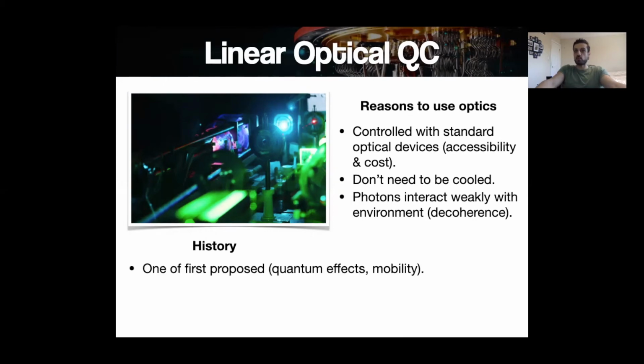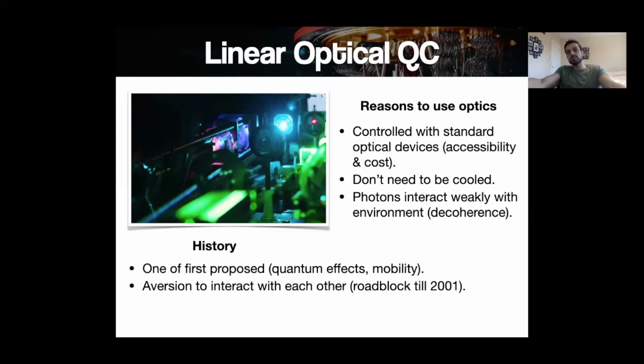Historically, optics was actually one of the first systems that was thought of for quantum computing. I mean, effects like interference are easy to see, and the photons are mobile because they don't interact with their environment, so it's easy to move them around. But as I mentioned before, NMR was used first. So why is that? Well, photons' weak interaction with one another, which is a strength, is also a weakness, because it makes it hard to do photon-photon interactions. And so since photons have this aversion to coupling with one another, it made it hard to do 2-qubit gates.